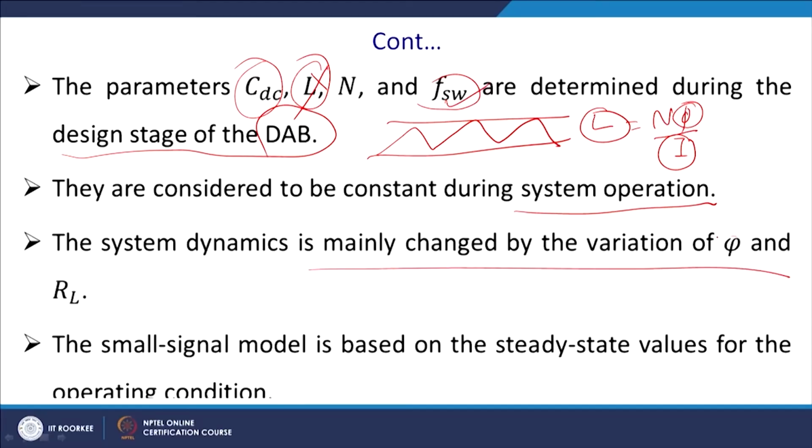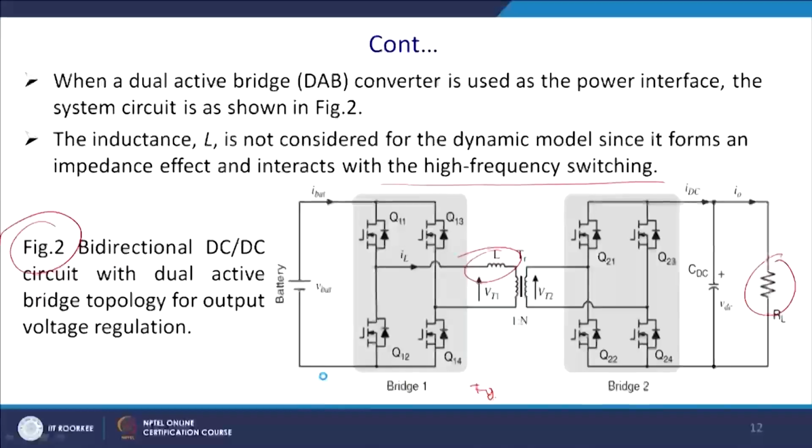So, that is what we want to see, and the small signal model is based on the steady state values for the operating condition, and thus we can see that this DC converter works fine if you properly design these entities, that is CDC, L, N and the switching frequency. I have just 2-3 points to take away here in the design aspect.